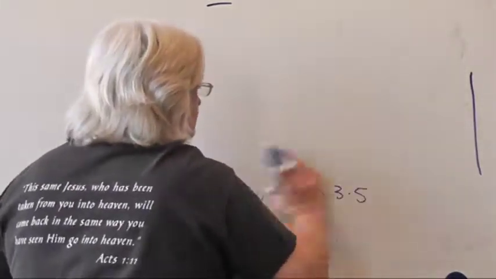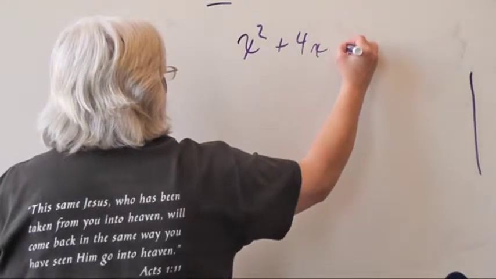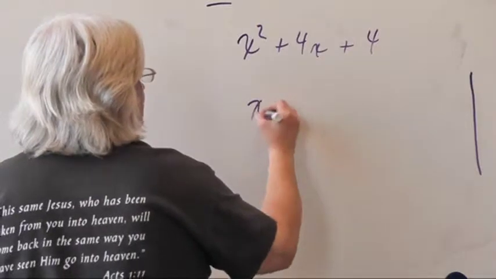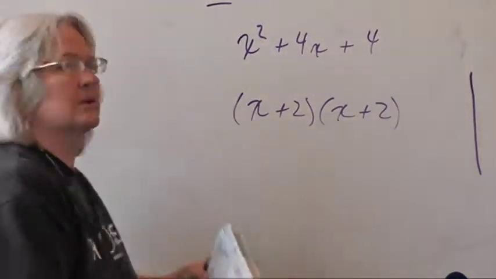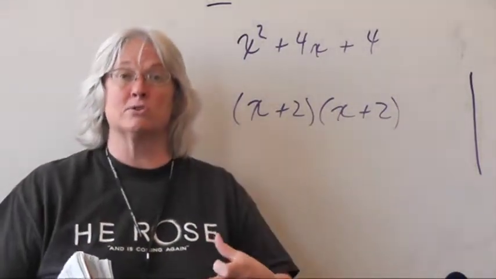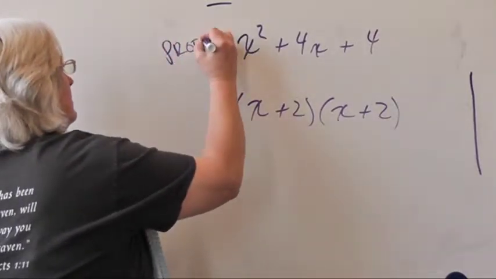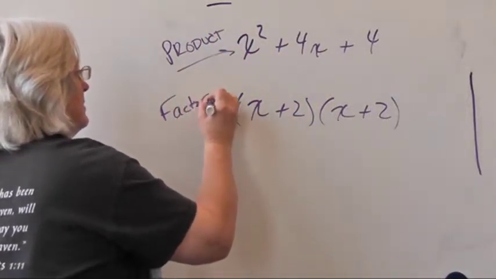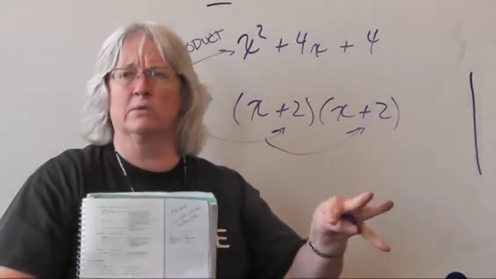For example, let's say that we have this trinomial given to us here: x squared plus 4x plus 4. You're going to be able to say, oh, I recognize that that is x plus 2 times x plus 2. And you'll learn all sorts of different ways to go from the product, this is your product, to factors. And you think, okay, how in the world, are you sure that's really what it is, Miss Betsy?